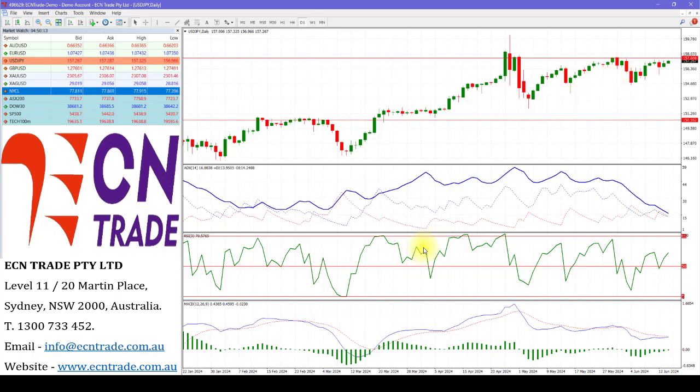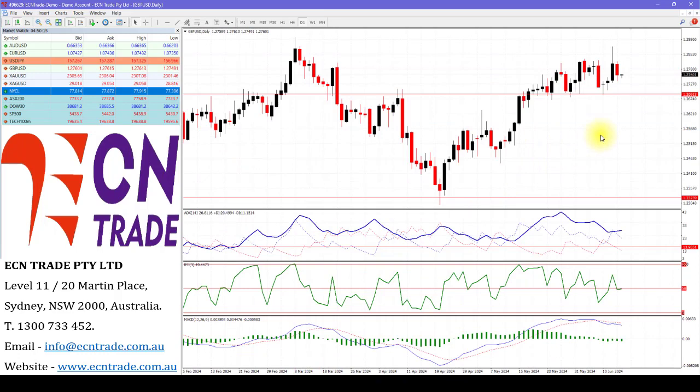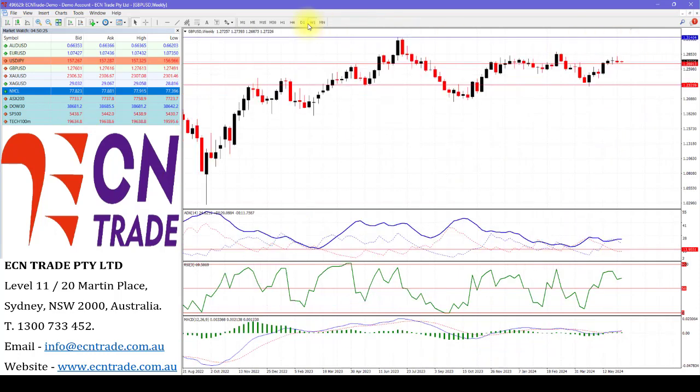Sterling also erased much of its gains overnight, but still holding steady above 127. And looking to the upside, the target still remains around 128 to 129, and the broader call still 130 to 131.